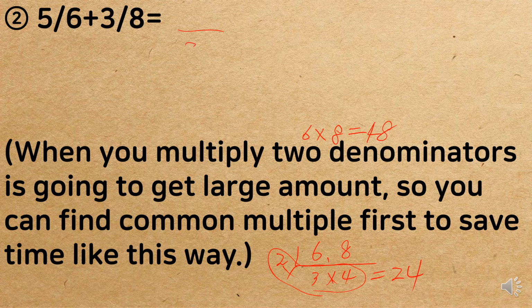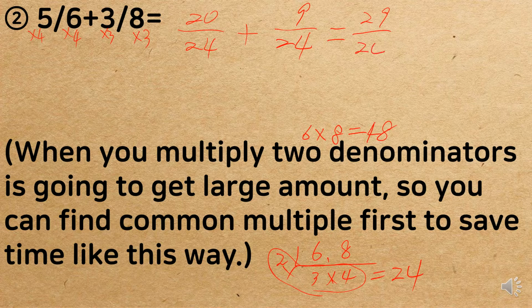So 24. 6 times 4 equals 24, then 5 times 4 equals 20. 8 times 3 equals 24, 3 times 3 equals 9. So 29/24.